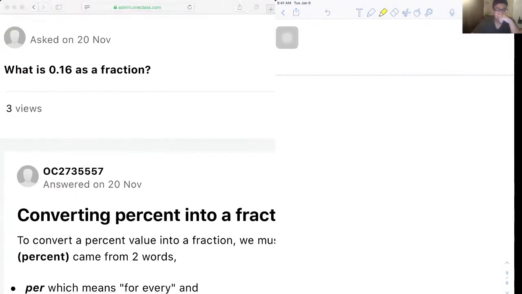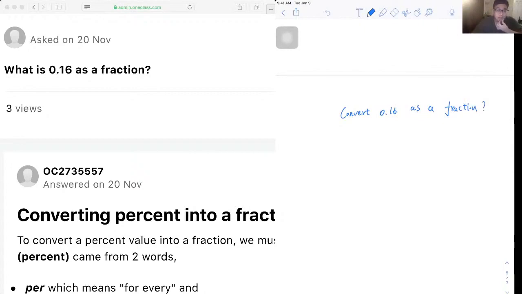Okay, so our next question is asking us to convert 0.16, so 0.16 as a fraction.